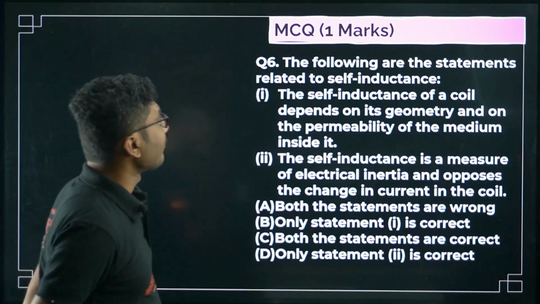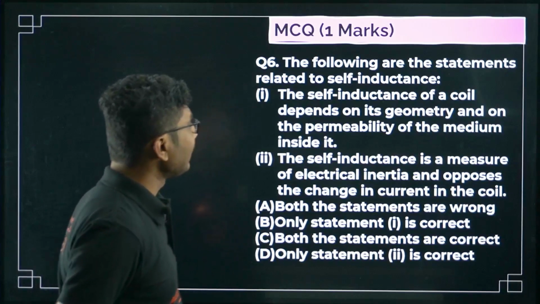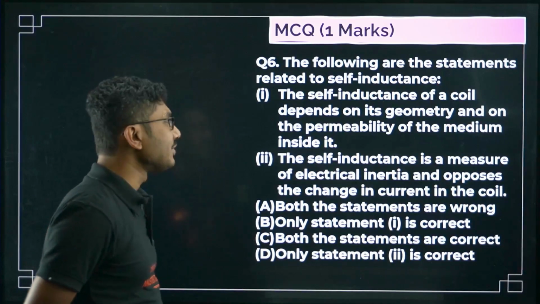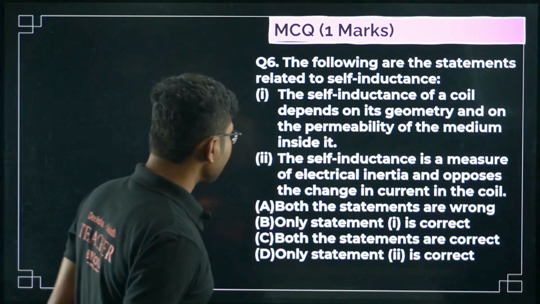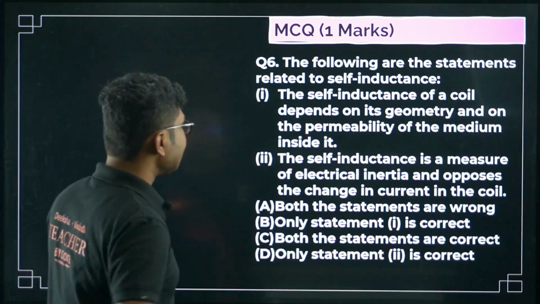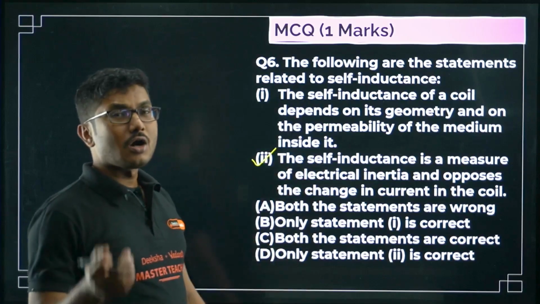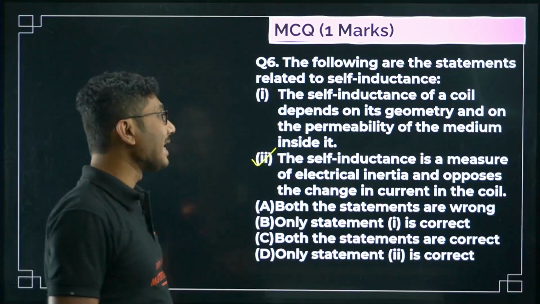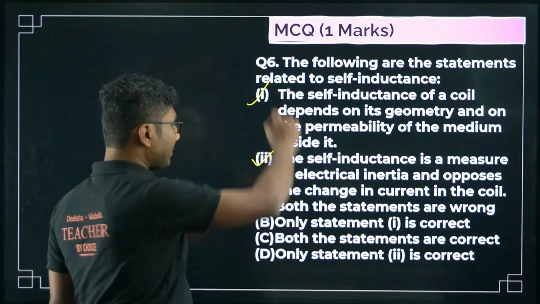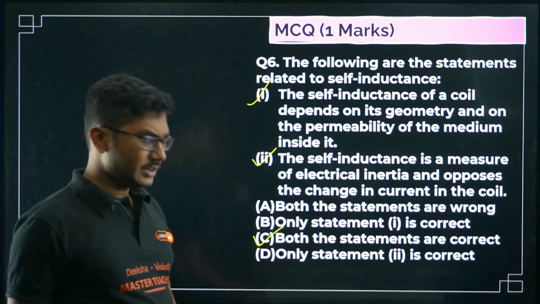Now next question, the following are the statements related to self-inductance. The self-inductance of a coil depends on its geometry and the permeability of the medium inside it. The self-inductance is a measure of electrical inertia and opposes the change in the current in the coil. So basically the second statement, we know it's correct. First statement in fact is also correct. It depends on the geometry of the coil because basically it depends on the area. It also depends on the permeability of the medium, mu of the medium. So that is also correct. Both statements are correct. So option C is the correct answer for this question.